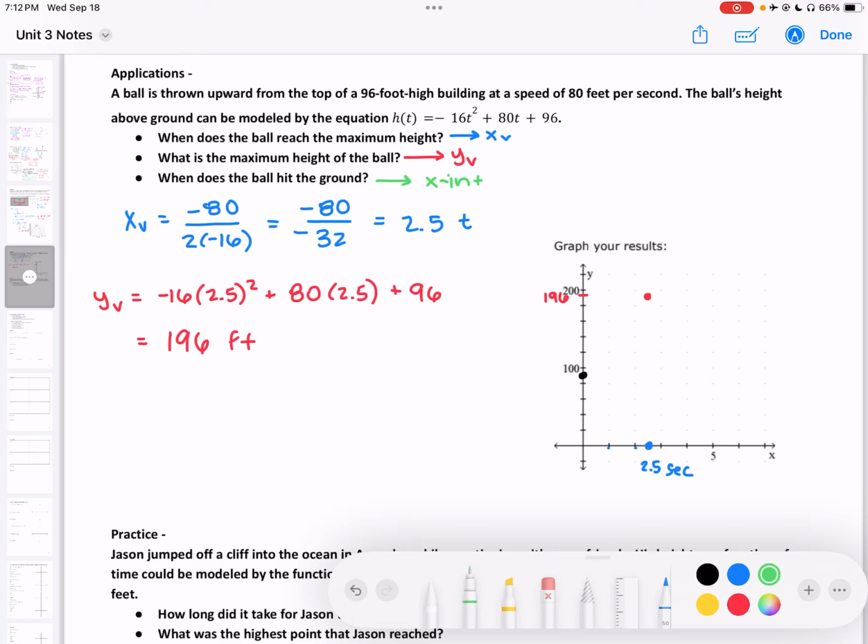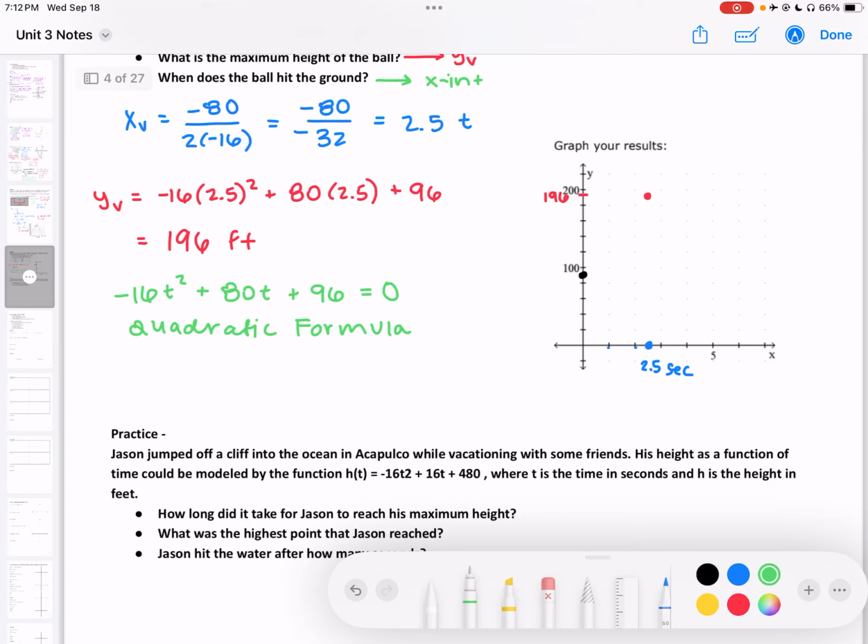Finally, we need to find our x-intercepts. That requires using the quadratic formula. So negative 16t squared plus 80t plus 96 equals 0. Let's plug this into the quadratic formula and solve. At this point, we've used the quadratic formula quite a bit. You are going to end up with two answers. One of those answers is going to be negative. You are not going to use the negative answer.